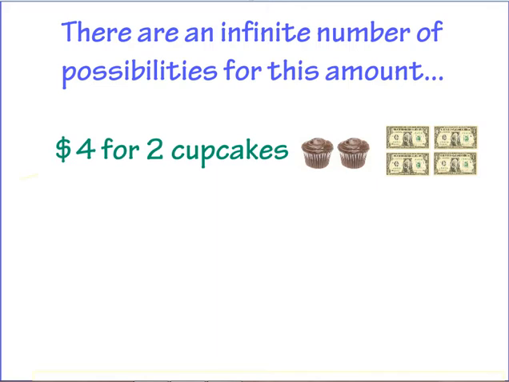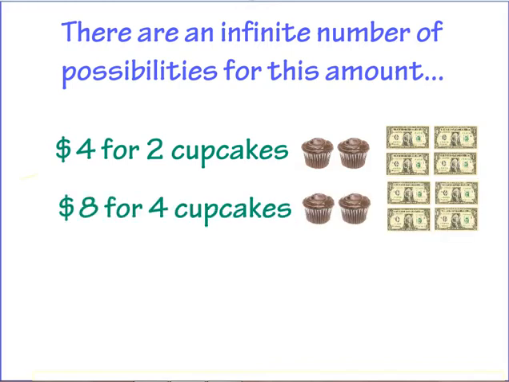For instance, here I've got my $4 for 2 cupcakes scenario. Here's my $4 and my 2 cupcakes. What would happen if I doubled both amounts, both the dollar amount and the number of cupcakes? What would it look like? I would then have $8 for every 4 cupcakes, right? All I did was double my amount.